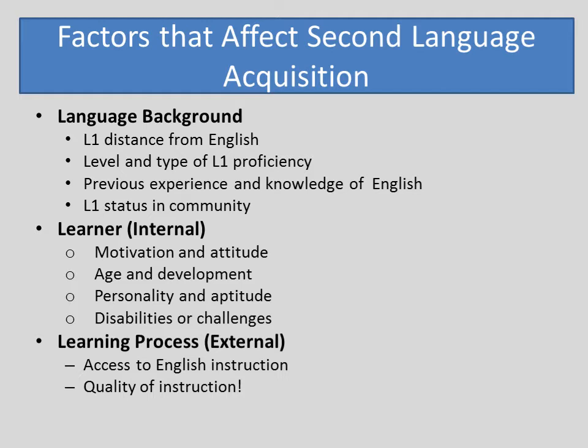And are there other disabilities or challenges that the student faces that might also come into play as they're learning the English language? The final category is the learning process. These are external things that would factor into a student's learning. What's their access to English instruction? How many times a day are they in a class specifically targeting their English?